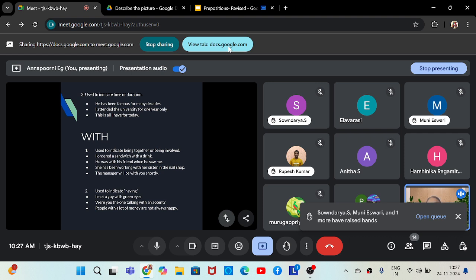Okay. Now moving to the next preposition, sixth preposition, with. With is also an interesting preposition. Okay, now let's check the first use of with. With is used to indicate being together or being involved. Okay, so with is always used to show that you are together with somebody.